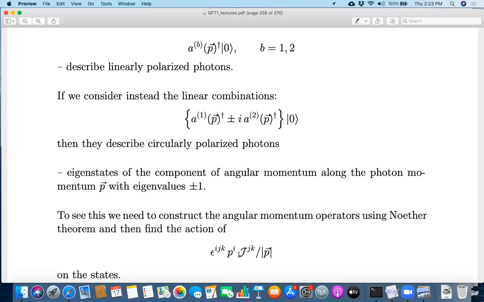But to see this, what one needs to do is to first construct these Noether currents, J^{\mu\nu}, and then take this particular combination. What this combination is doing is projecting the angular momentum along the direction of motion of the photon. p_i is the direction of motion of the photon, and epsilon_{ijk} J_{jk} is really the angular momentum vector. So this is the inner product between the photon momentum and the angular momentum vector, which is saying that it's projecting the angular momentum along the direction of motion of the photon. When you calculate this operator and apply it on these states, you can verify that these states carry eigenvalues plus or minus 1 under this operator.